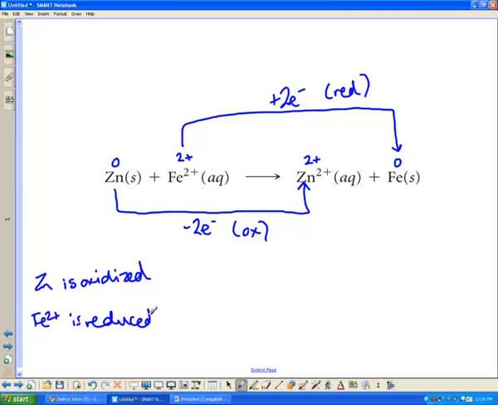But let's go one step further. What if I was to ask, which is the oxidizing agent?